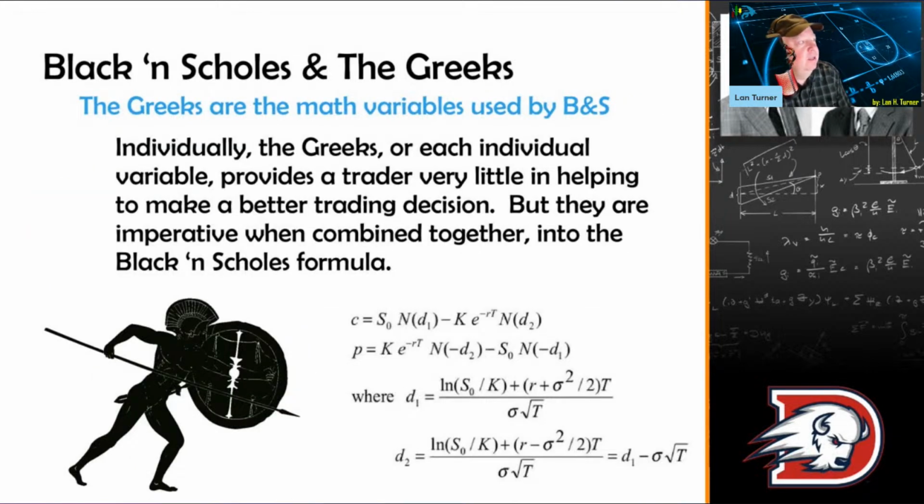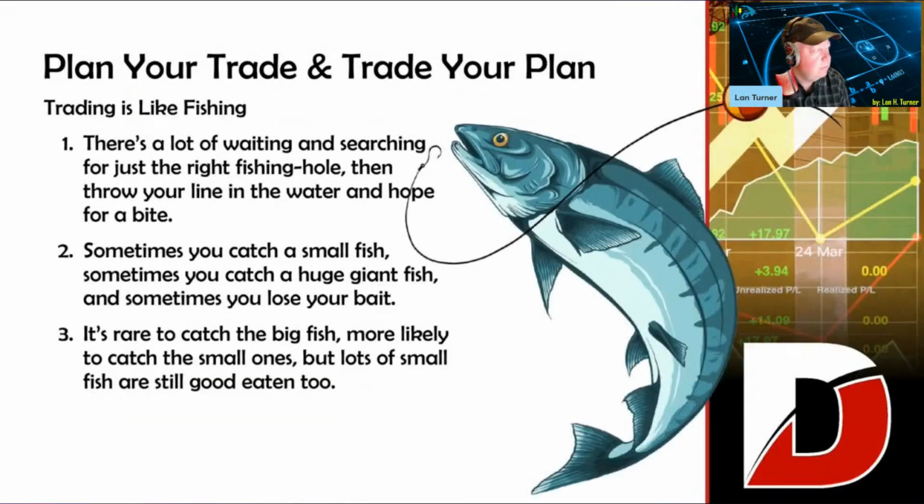All right. So back to the Black and Scholes, the Greeks. Individually, the Greeks, or individual variables, which we talked about, provide a trader very little in helping to make better trading decisions. If you know what the number is for rho, who cares? It's not going to do anything for you. But when you put them all together in this mathematical model, into this formula, they become imperative when combined together into the Black and Scholes formula. You've got to have them.